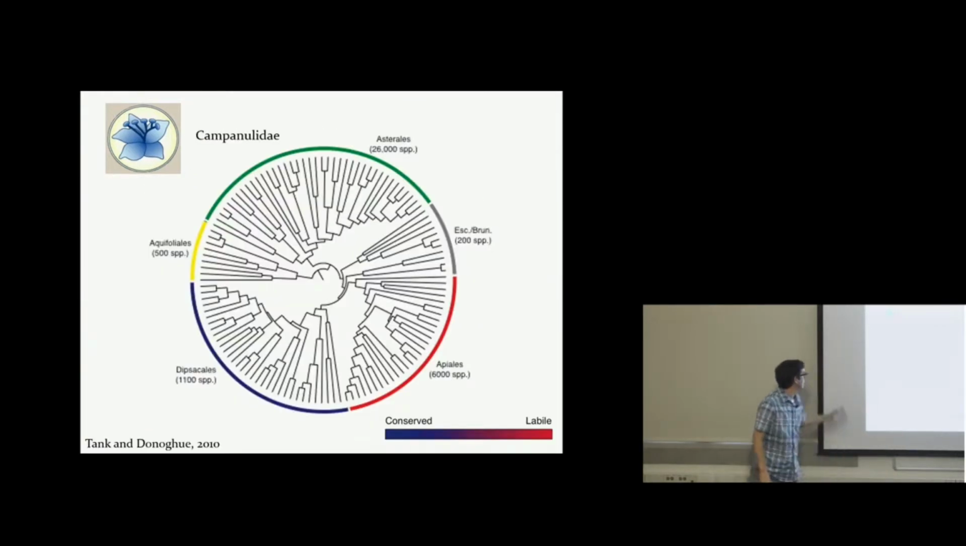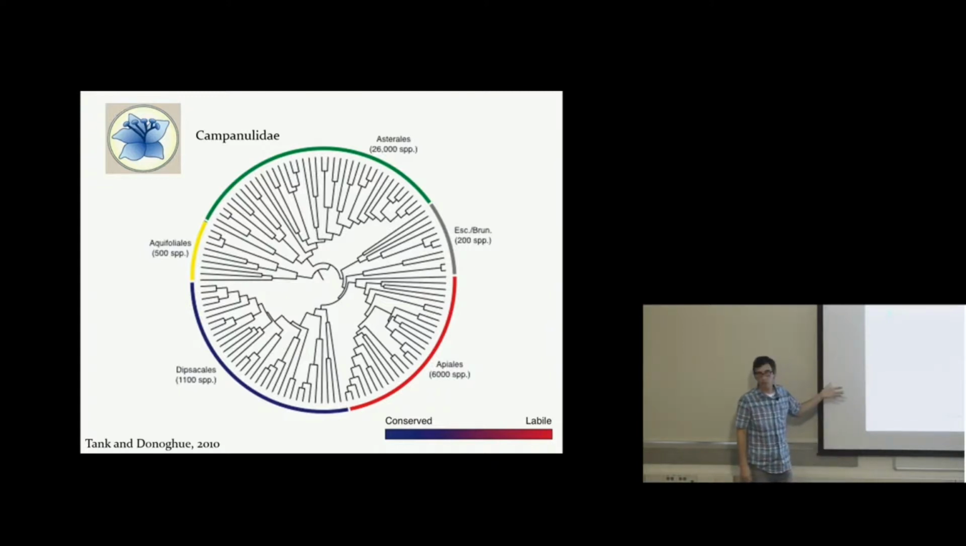For example, the campanulids include the Aquifoliales, which is the hollies. They include the Asterales, which includes the bellflowers and the composites. You have the Apiales, which includes the carrots and ginseng. And finally, Dipsacales, which is the group that contains viburnum and honeysuckles, very common plants. There's been a dedicated effort to resolve the relationships within this group, and this is the result.